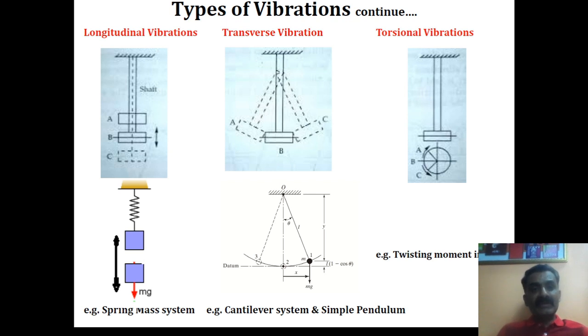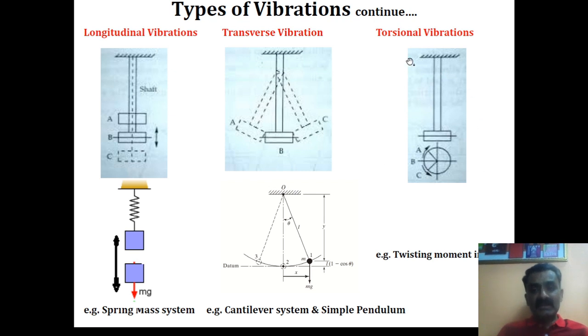There are another three modes of vibration: longitudinal vibration, transverse vibration and torsional vibration. If you take the example of a simple spring, hold the mass, pull it downward and release, you will find that the spring oscillates in the vertical direction, and this axis is called the longitudinal axis. The vibration which takes place along the longitudinal direction is called longitudinal vibration. The other axis, perpendicular to the longitudinal axis, is called the transverse axis, and the vibration that takes place along the transverse axis is called transverse vibration. The simple pendulum and the cantilever beam are examples of transverse vibration.